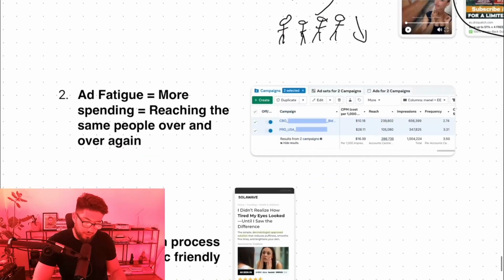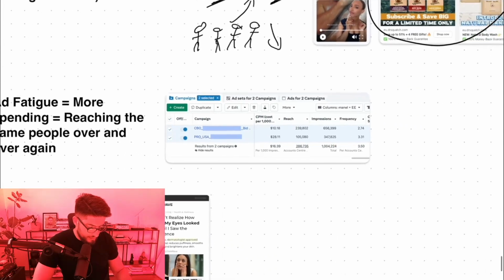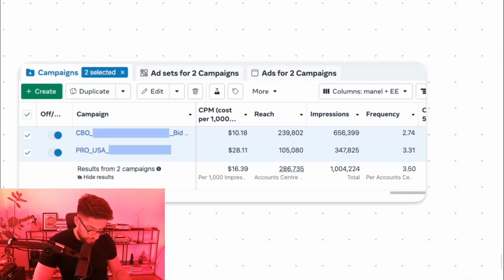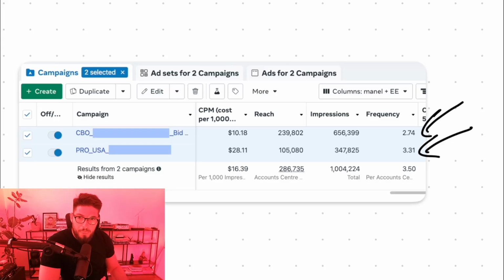Point number 2 is ad fatigue. So you spend more, but this extra ad spend is being consumed by a high frequency. So you're repeating impressions. You're reaching the same people over and over again. And you can see it from my screenshot here in one of the accounts that I manage. You can see that both in this CBO, in this testing campaign, the one below, the frequency is pretty high, 2.7 and 3.31. Now, if my ROAS starts to be inconsistent, I'm going to look at the frequency. I'm going to be like, okay, do I have a problem here? Or is it actually being properly well distributed among different ads? But actually, it's a pretty high frequency.